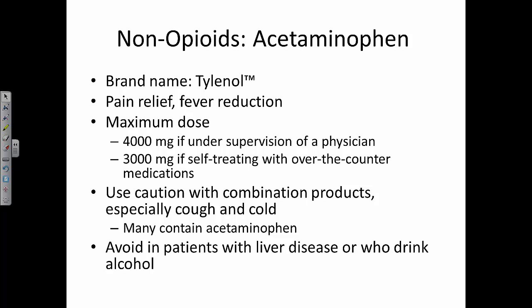So a common non-opioid pain medication is acetaminophen, or more popularly known as Tylenol. This agent helps with pain and can reduce fever. However, the maximum dose is about 3,000 milligrams if you're doing self-treatment with over-the-counter medications. And you want to be careful because acetaminophen is commonly found in a lot of cough and cold combination products, and you want to make sure that you aren't exceeding that maximum daily dose. The reason being, you can get severe liver damage if you take too much of this Tylenol.